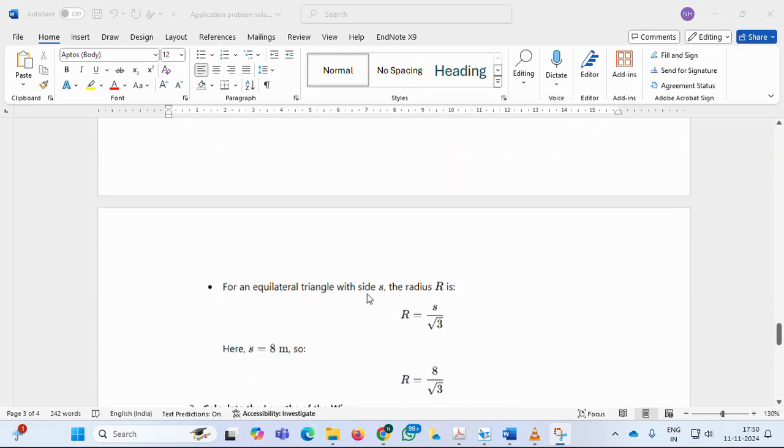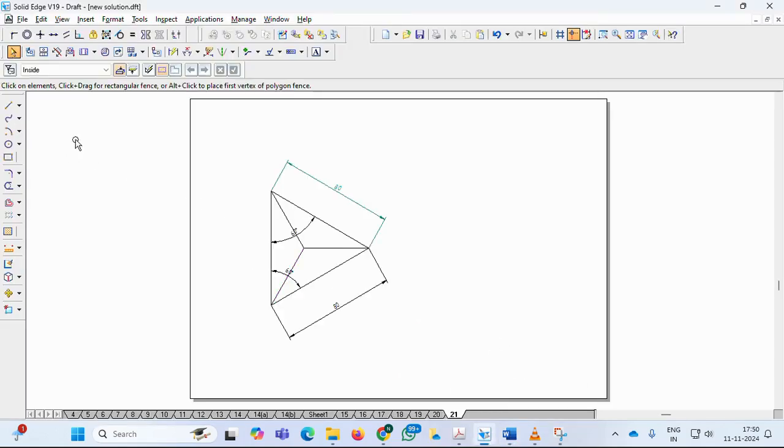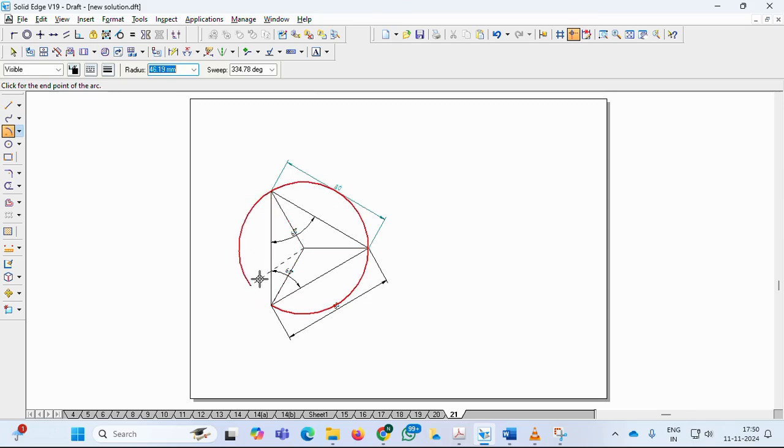So first I want to find the radius for an equilateral triangle with side S. R is equal to S divided by square root of 3. Means S is the side of an equilateral triangle, R is the radius. Radius in the sense, so this is the equilateral triangle of side 80 mm from the center. So this will be the radius. Suppose if I draw an arc, this equilateral triangle should enclose inside this circle. So that is the radius. So how to find that radius is R is equal to S divided by square root of 3.